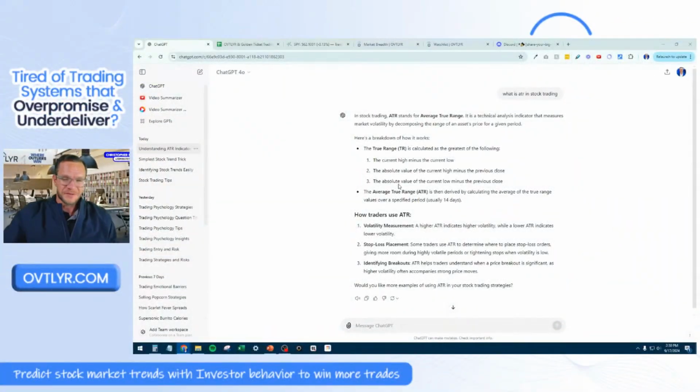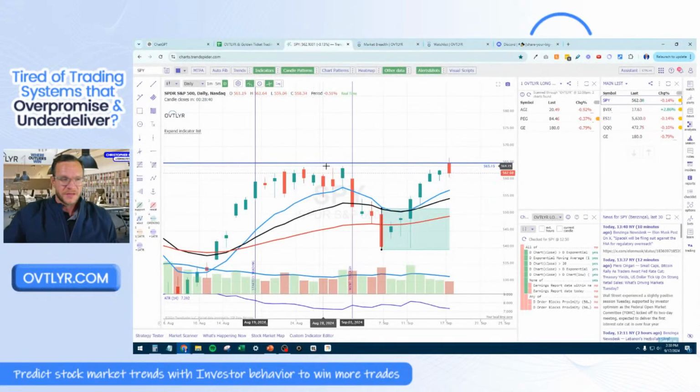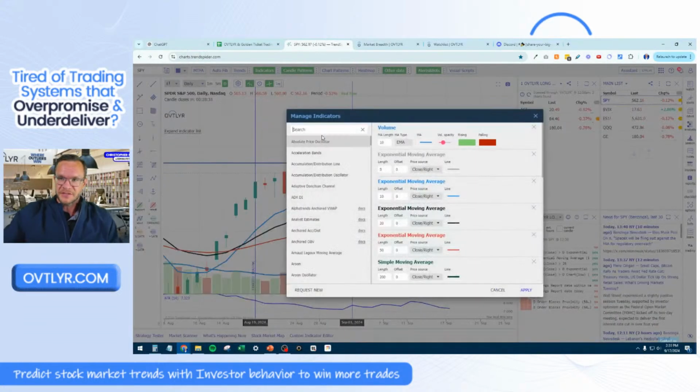Ain't nobody got time for that. Just click a couple buttons, okay? So go up into your charts. Most charting platforms, if not all of them, are going to have this. You just go up in the indicators and you can type in ATR, right? And it's going to give you a few different ones. The one you're looking for is average true range, okay?